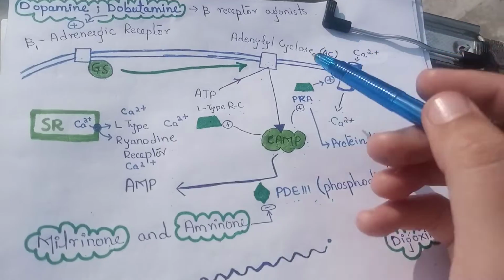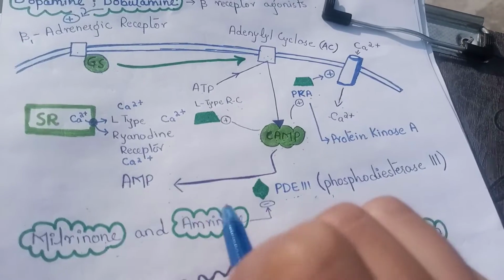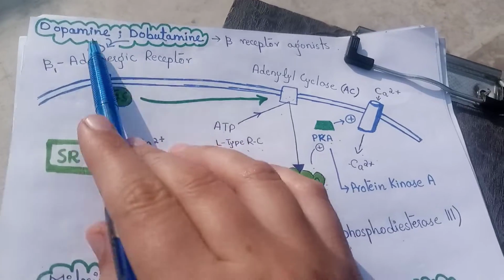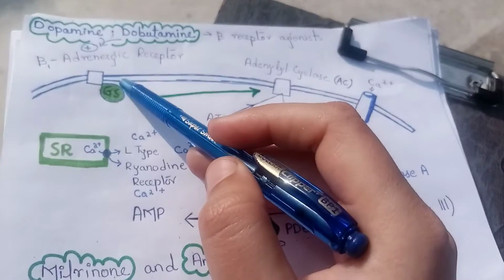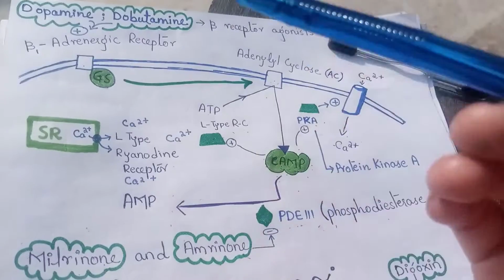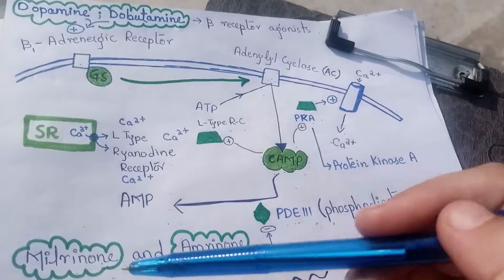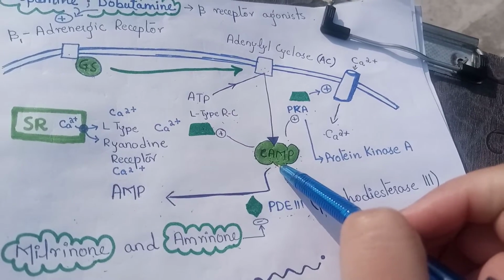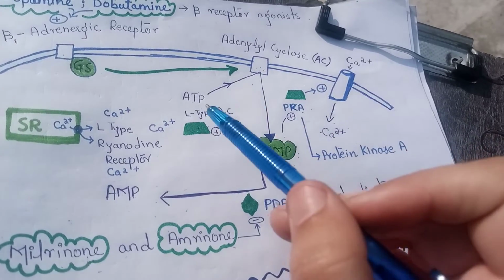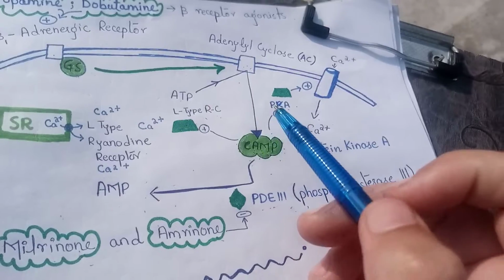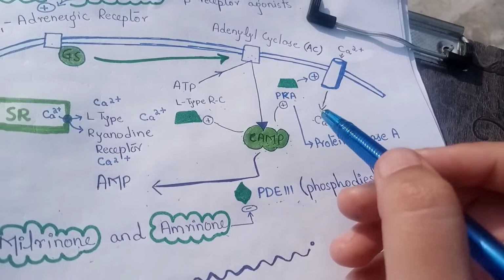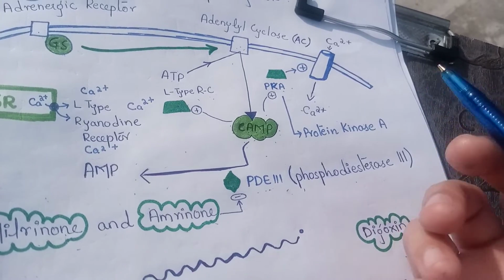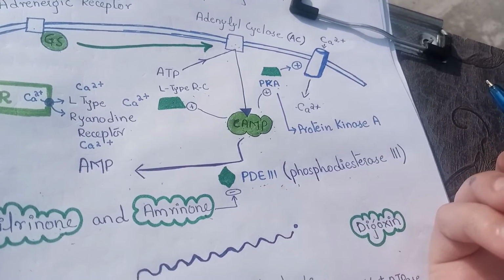So this was about milrinone and amrinone, which are phosphodiesterase 3 inhibitors, while dopamine and dobutamine are beta 1 adrenergic receptor agonists. So all these drugs lead to an increase in the cAMP level, which thus increases the calcium concentration inside the cell. If the calcium concentration inside the cell increases, it will bind with troponin C, and thus lead to muscle contractility.